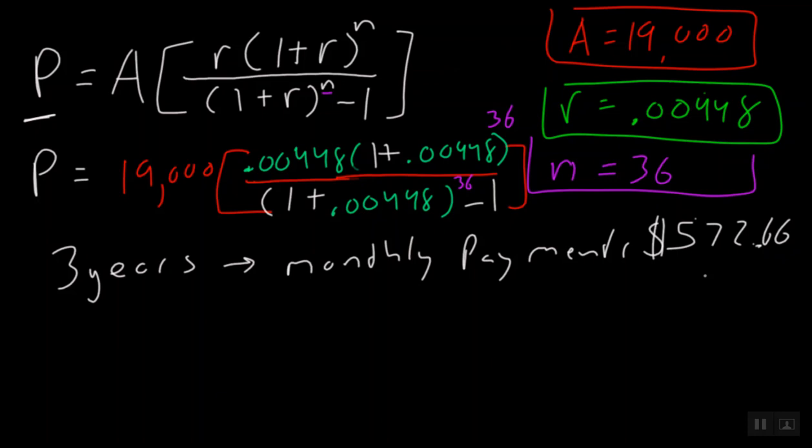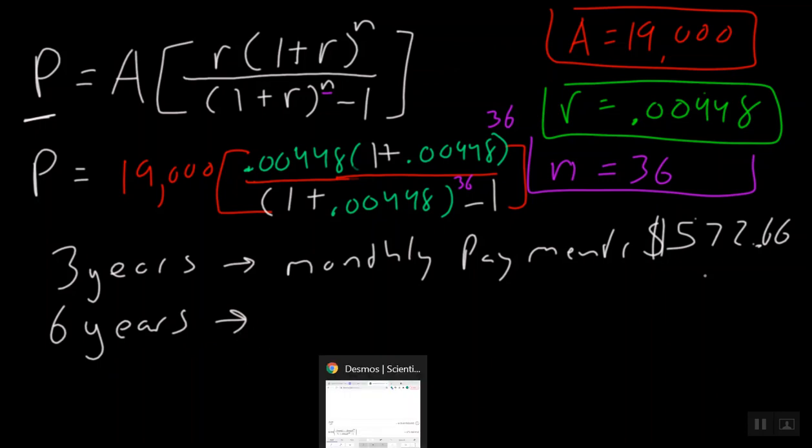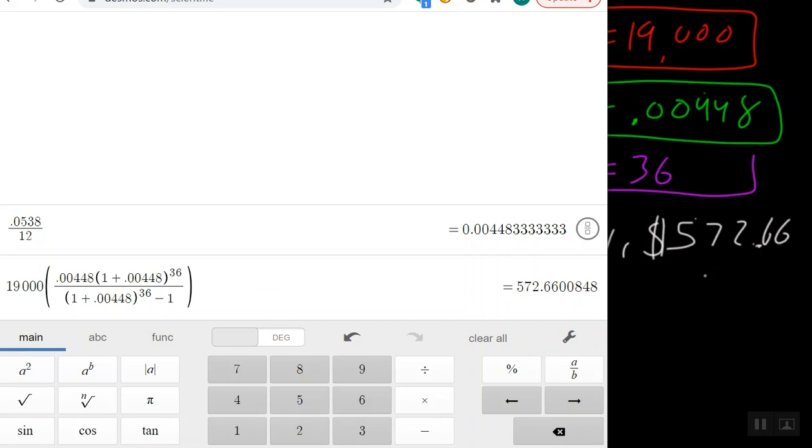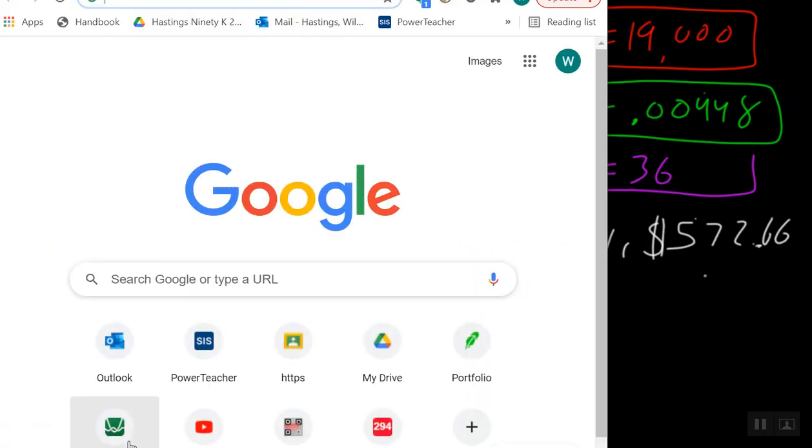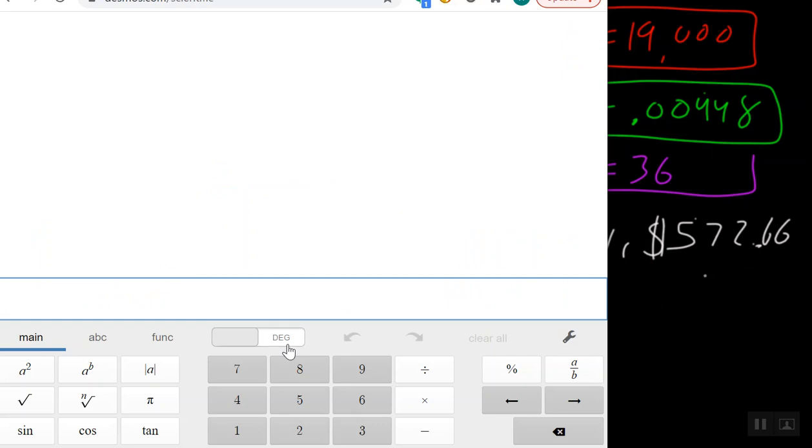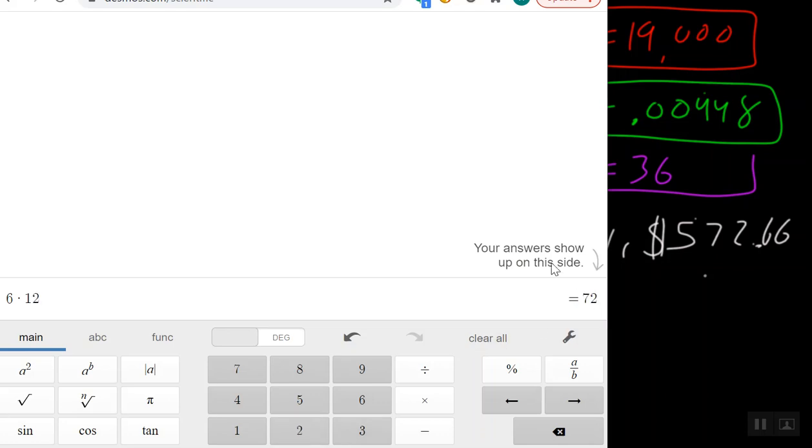But here's the other question I'm always going to ask y'all. I'm going to ask you to change it to 6 years, because 3 years and 6 years are typically the options that you're going to be given by your creditor. How are we going to do this? Well, what I would do is maybe even open up a second Desmos account, because if I'm asked to do 6 years, I've got to do 6 times the number of months in a year. That's 6 times 12, and you'll see that that's 72 months.